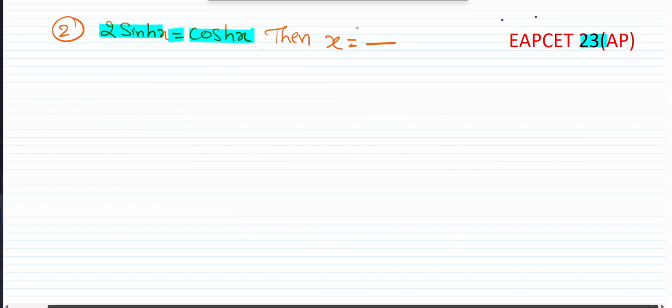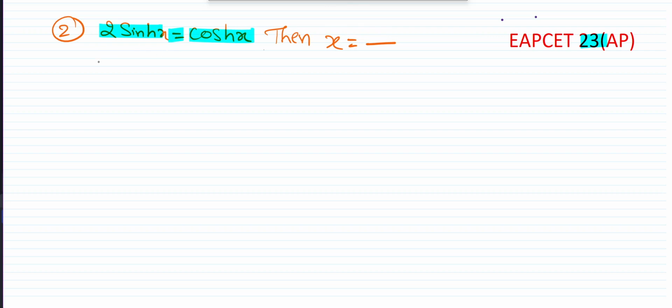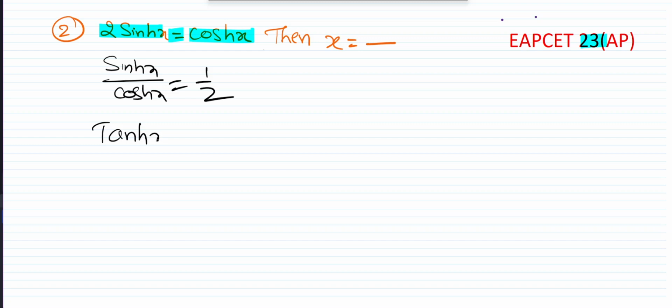This is the second question from EAPCET. Given 2 sinh x = cosh x, then x is equal to what? From this, sinh x by cosh x is equal to 1 by 2. This is tanh x is equal to 1 by 2. Now we find the x value, that is x is equal to tanh inverse of 1 by 2.